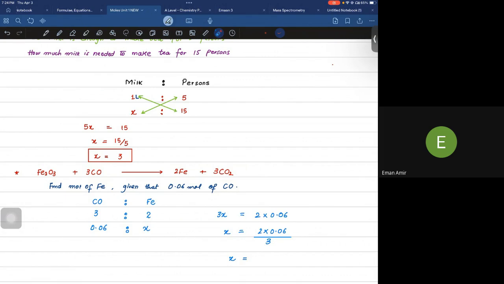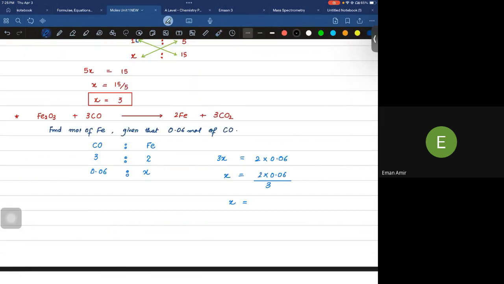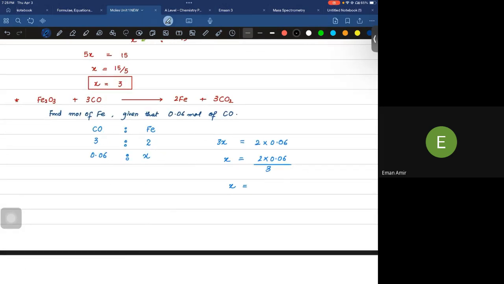According to the equation, 2 moles of Fe are produced by 3 moles of CO. Listen very carefully. From the equation, I can write that 2 moles of Fe produced by 3 moles of CO.